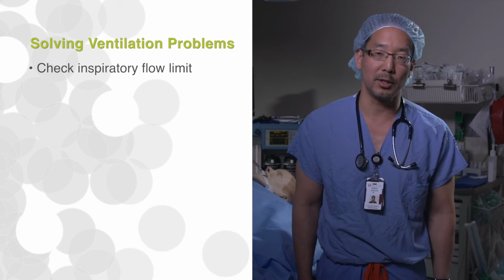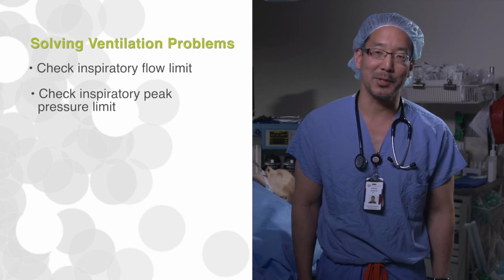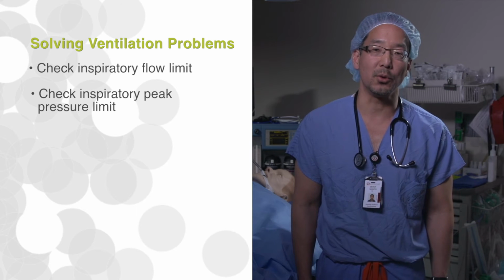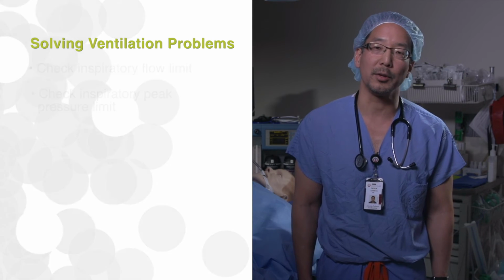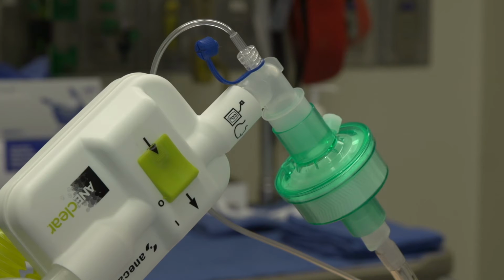However, if there is mechanical difficulty or resistance in achieving adequate hyperventilation, if applicable, check both the inspiratory flow limit and inspiratory peak pressure limit settings on the ventilator in order to deliver indicated tidal volume breaths. If end-tidal carbon dioxide levels do not rise rapidly, first check for proper positioning of the gas sampling port between the ANEclear and the patient.